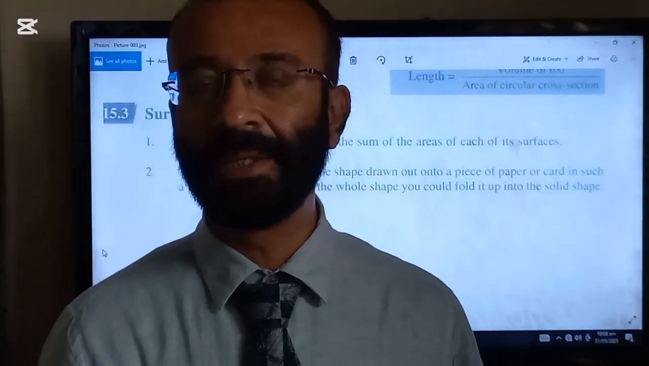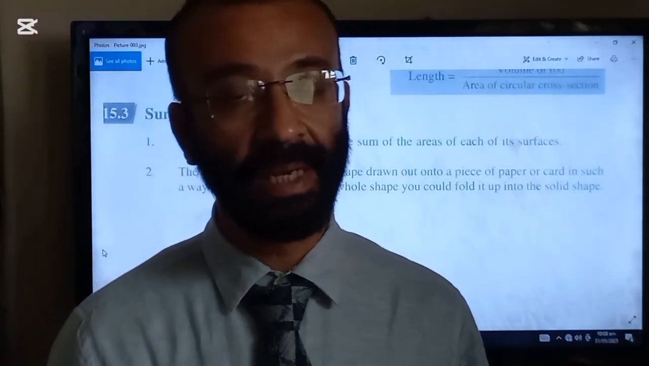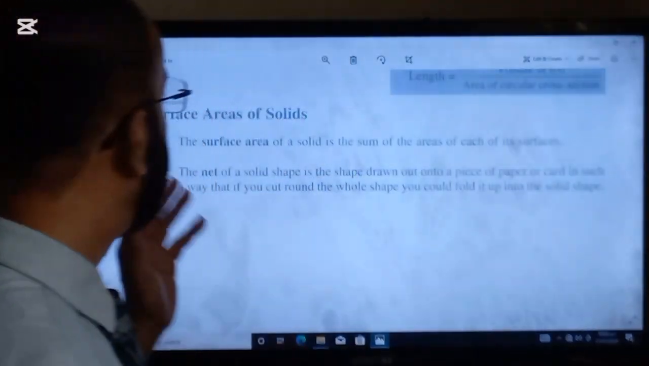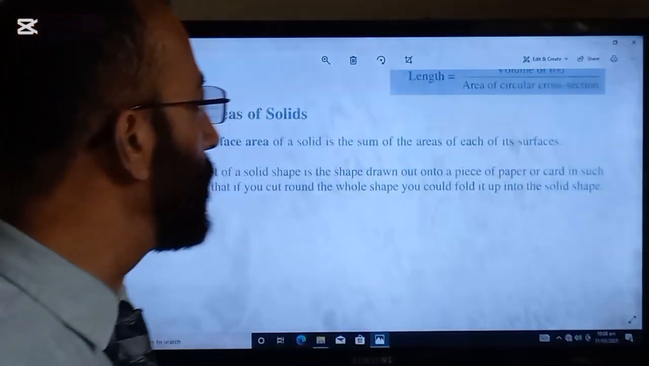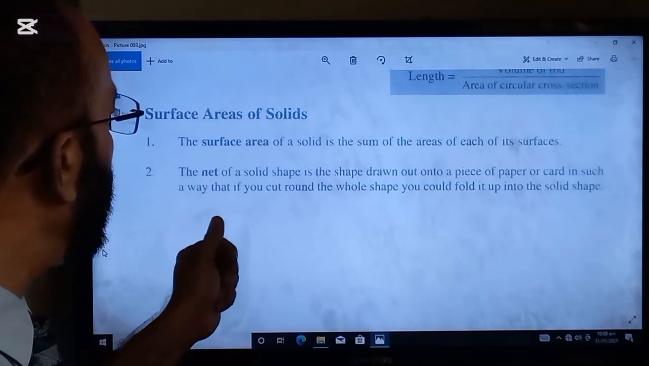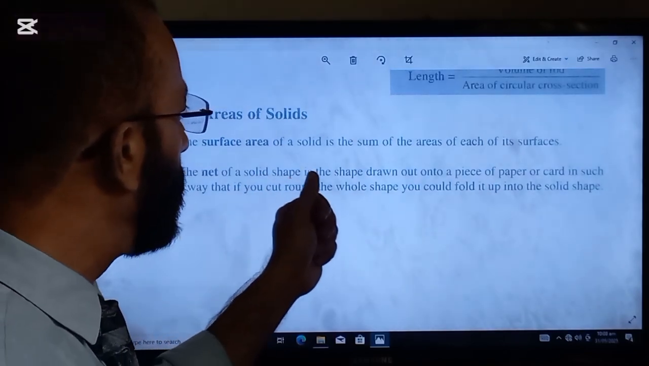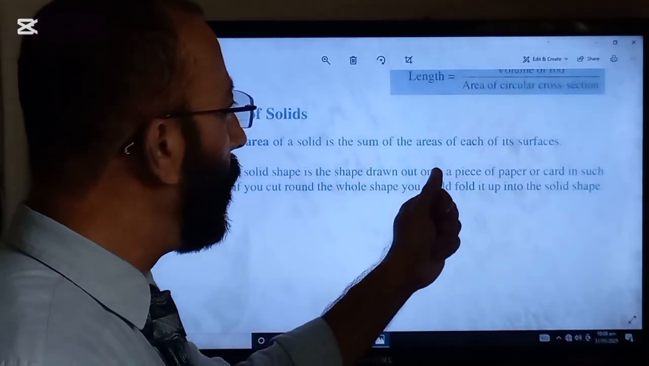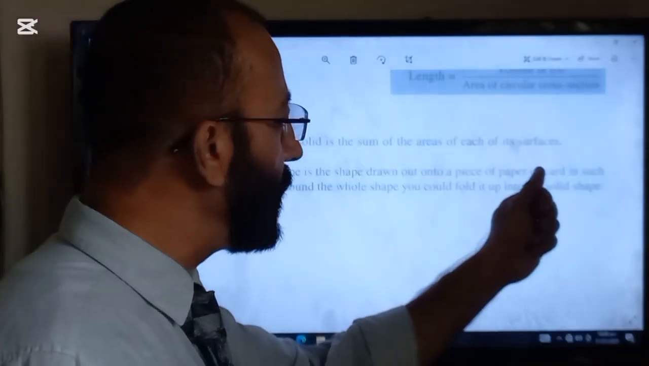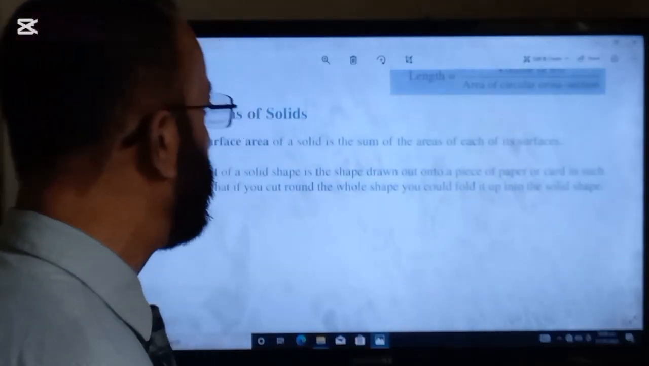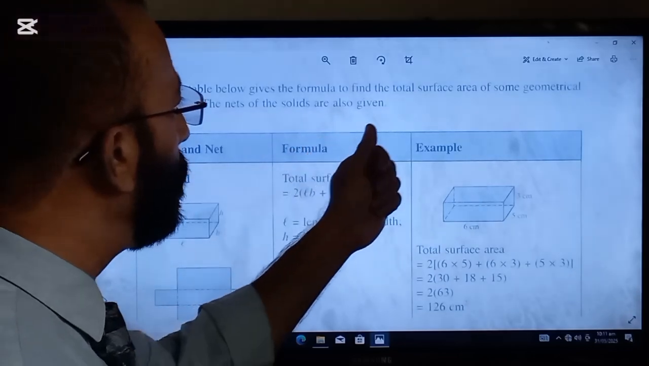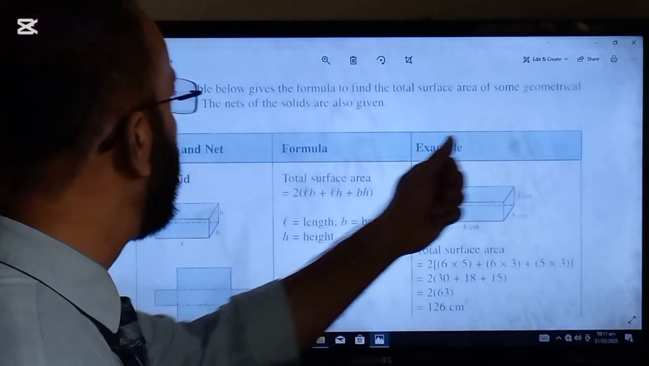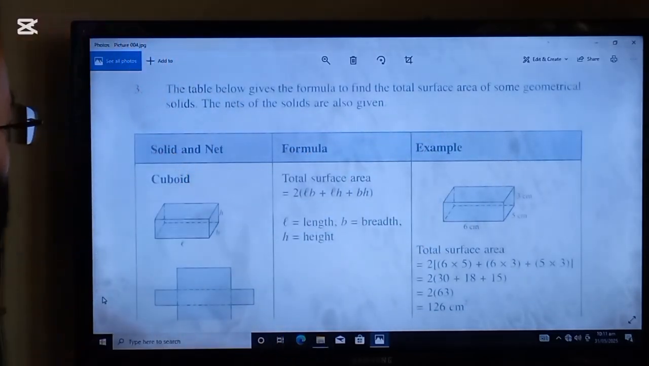Good morning, students. Today's new topic in mathematics is the surface areas of the solids. So concentrate yourself. The surface area of a solid is the sum of the areas of each of its surfaces. The table below gives the formula to find the total surface area of some geometrical solids.